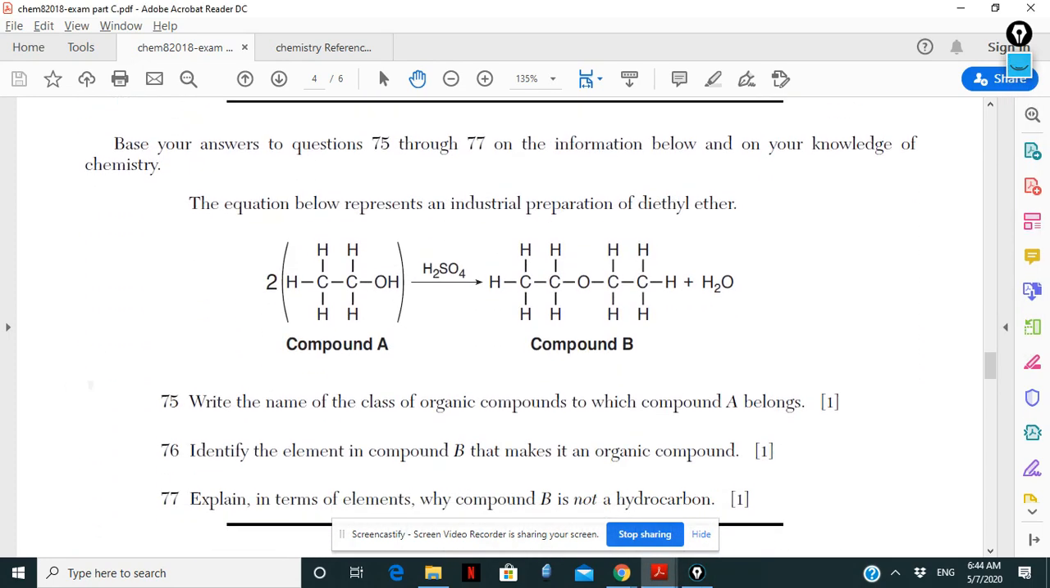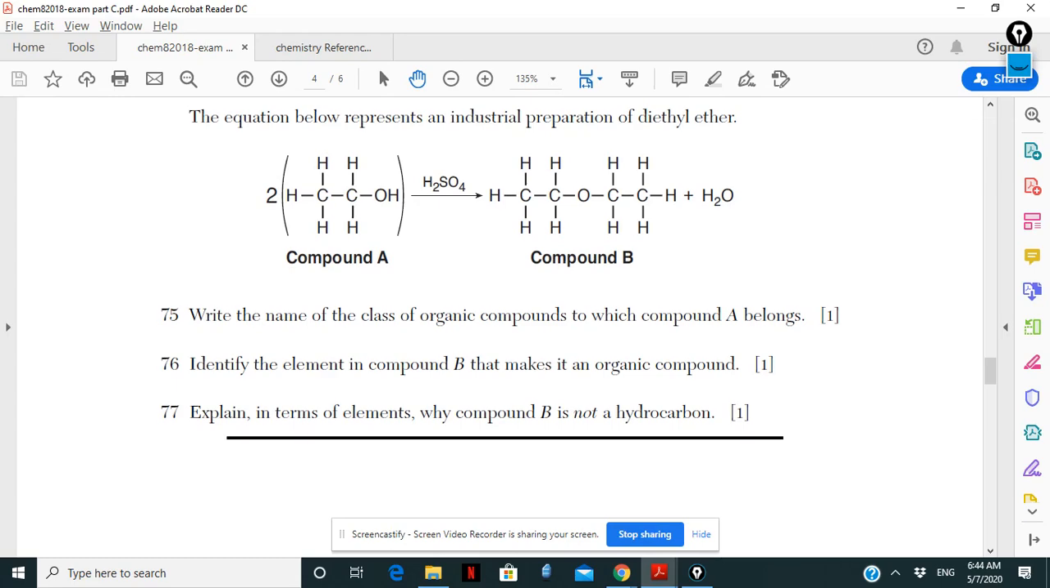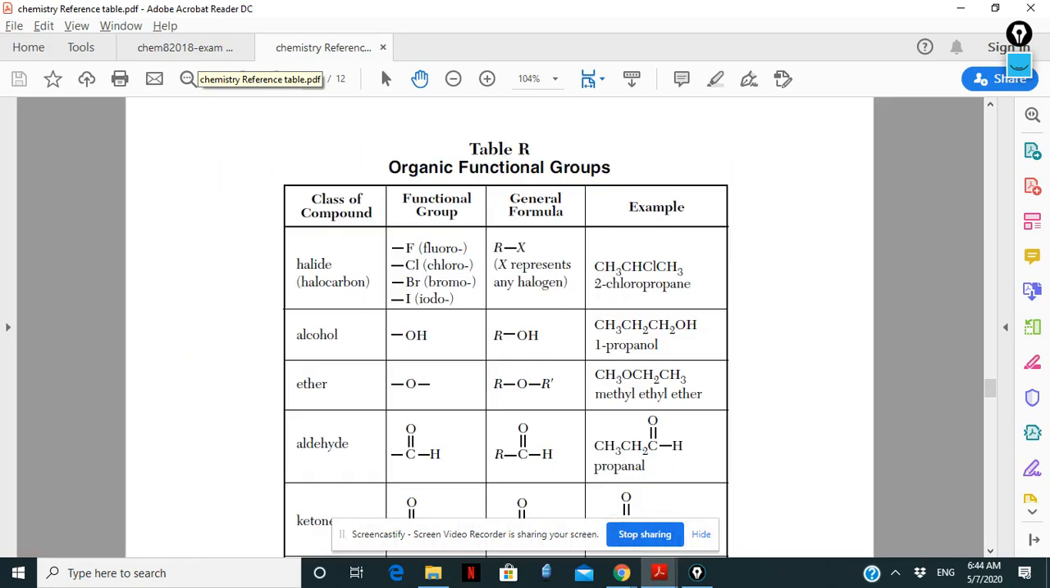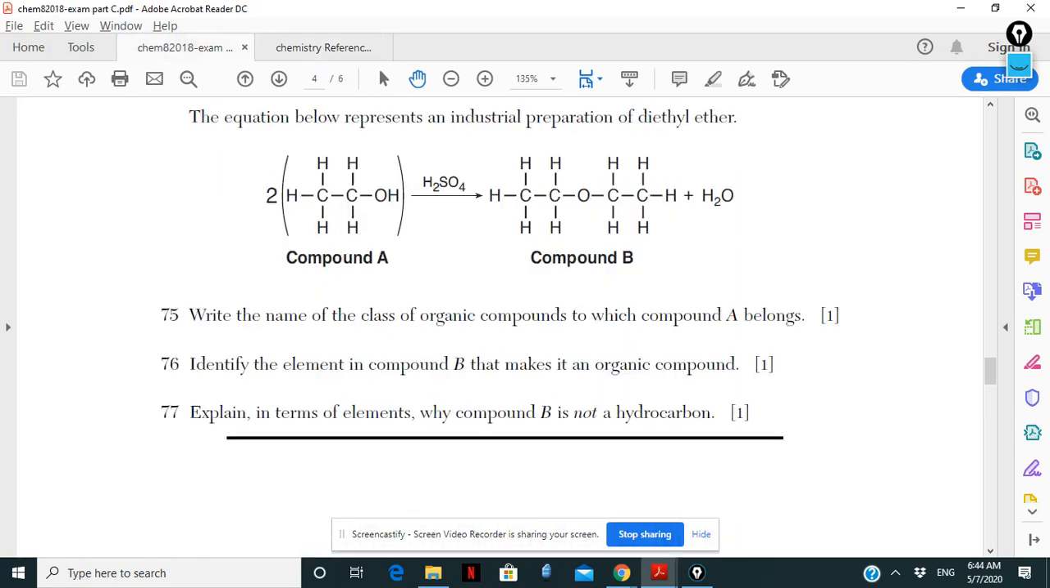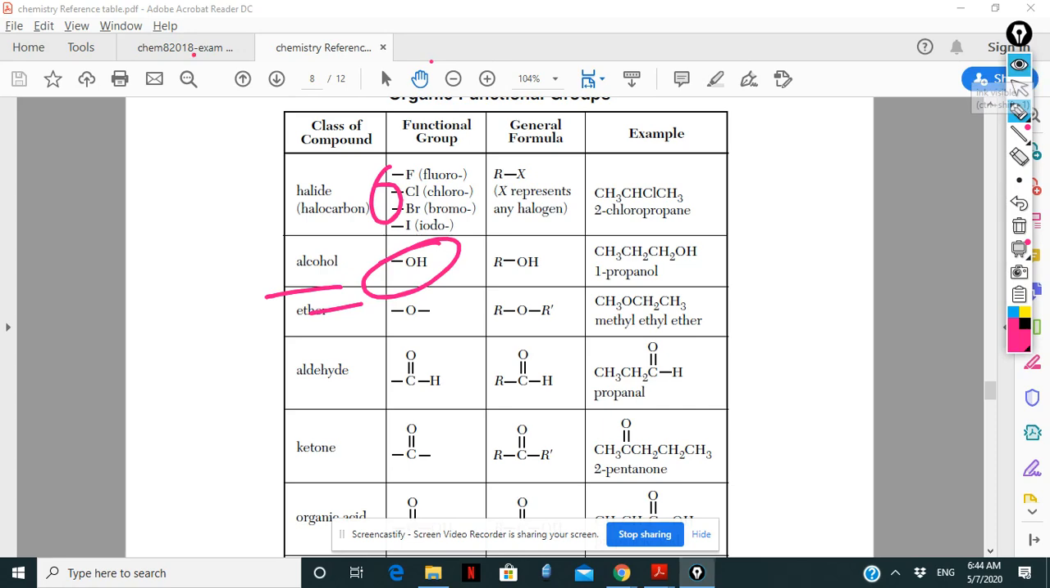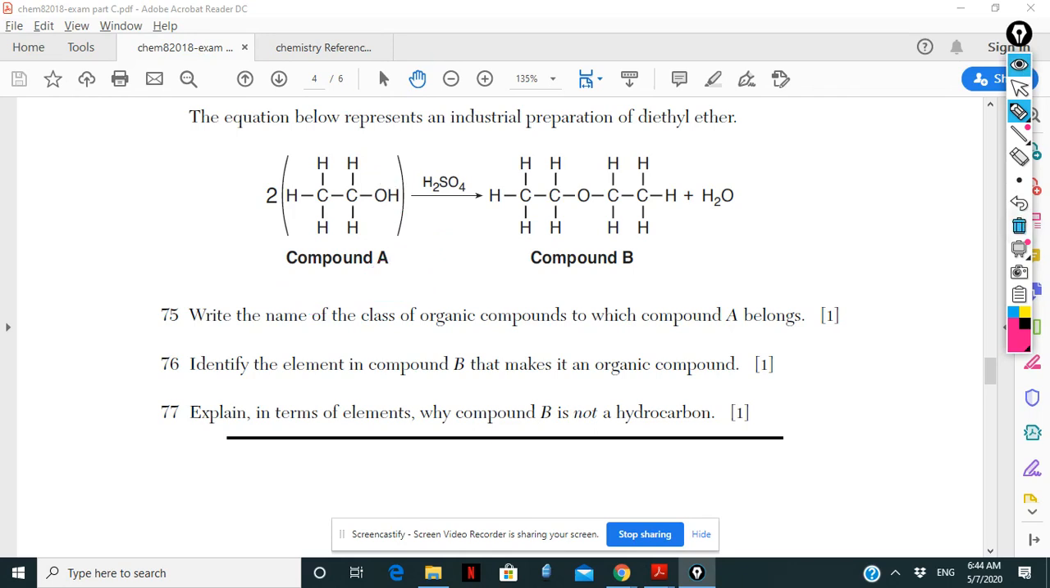Question number 75 through 77. What is the organic class? I have to go for the functional group for organic chemistry. The functional group here is something different than carbon and hydrogen, so it's a hydroxyl group. A hydroxyl group means it's an alcohol, so the class is alcohol.